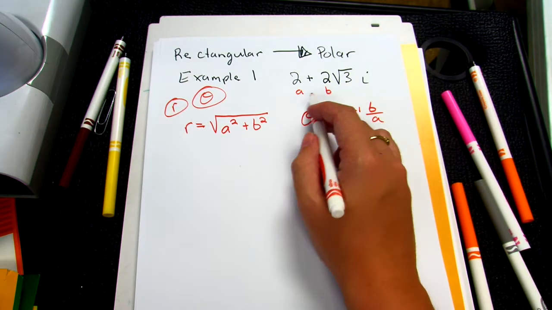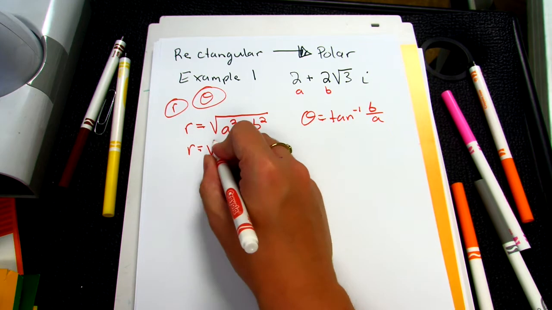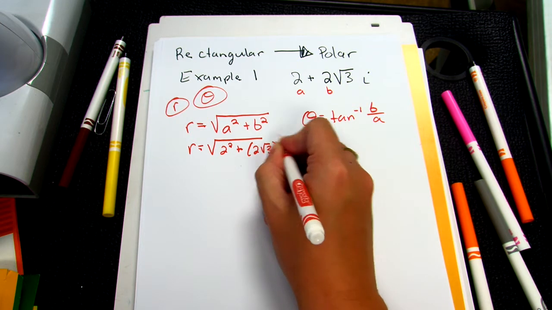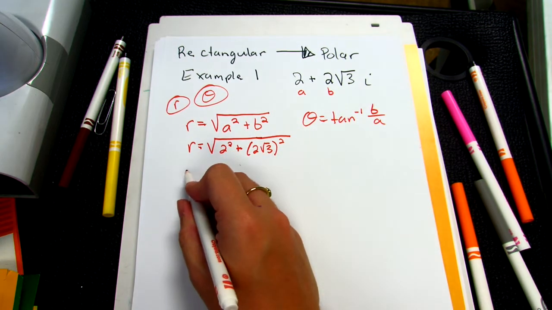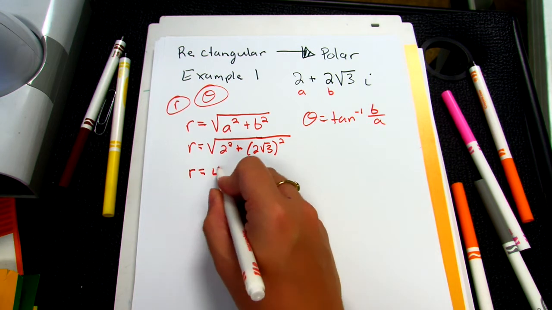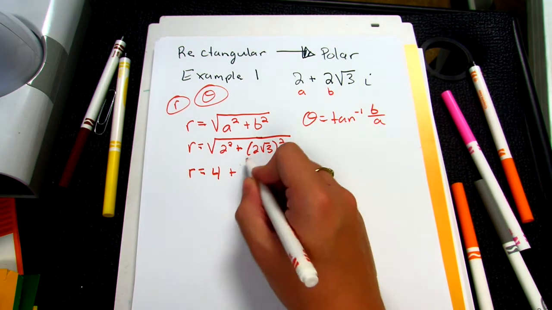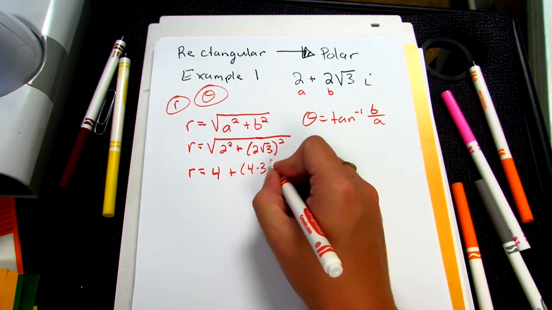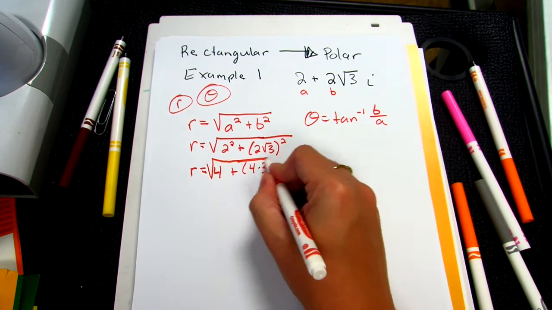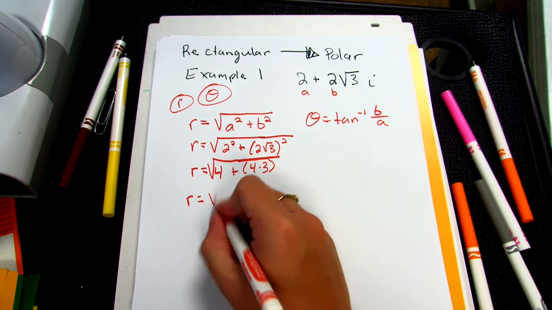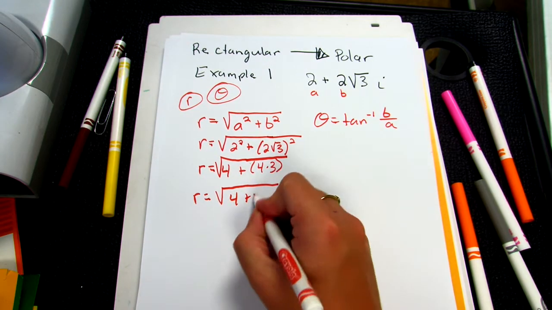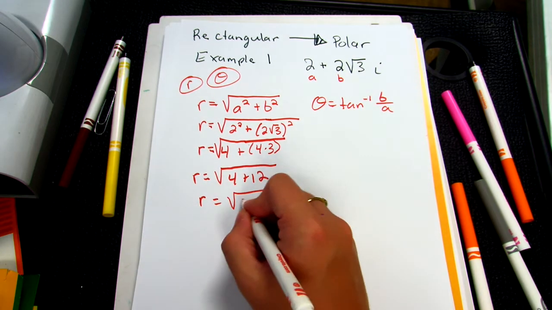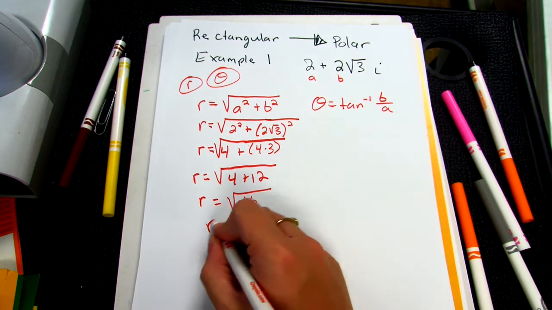Okay, so we'll use our a and b values. R is equal to the square root of 2 squared plus 2 square roots of 3 squared. All right, so 2 squared is 4 plus 2 squared is 4 times the square root of 3 squared is 3. And so we still have the big square root over all of that. So R is equal to the square root of 4 plus 4 times 3 is 12. And then 4 plus 12 is 16. So R is equal to 4.